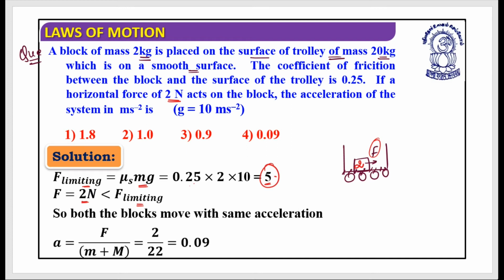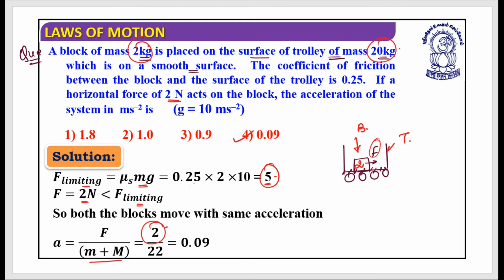the acceleration of the complete system would be the same. That means this trolley as the first object and this block as the second object will move with the same acceleration. So now the force applied is 2. Total mass of the system is 2 kg of block and 20 kg of trolley. It's 2 by 22, which is 1 by 11, and that is 0.09. This would be the answer.